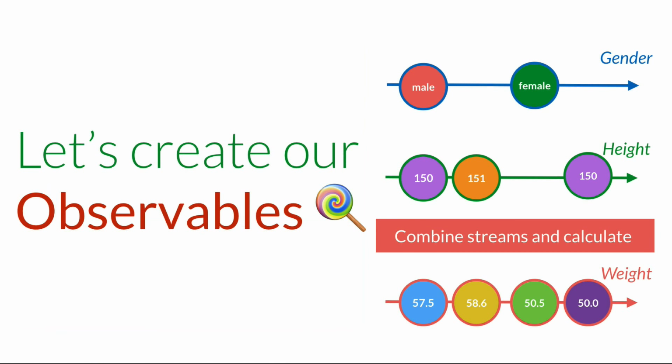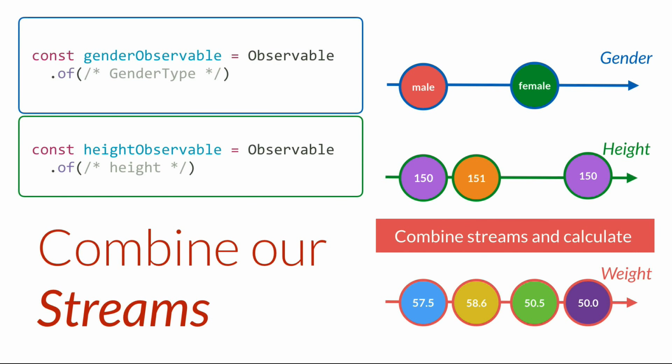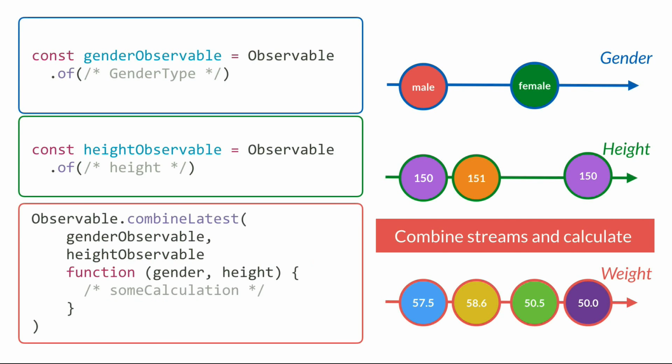Okay, so let's create our observables. We can create two observables, one gender observable of type gender, another height observable of some number. And now we can combine our streams using observable combineLatest, which will use our two observables and a callback function. When one of the observables changes, it will automatically synchronize our two streams and calculate our weight.